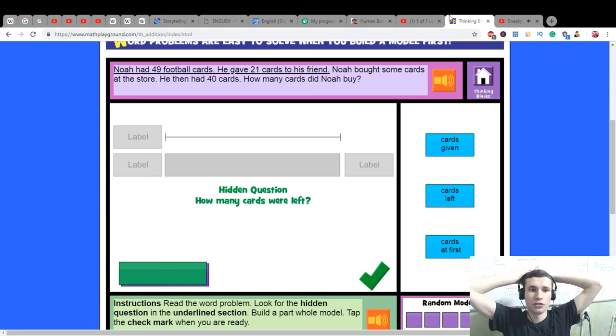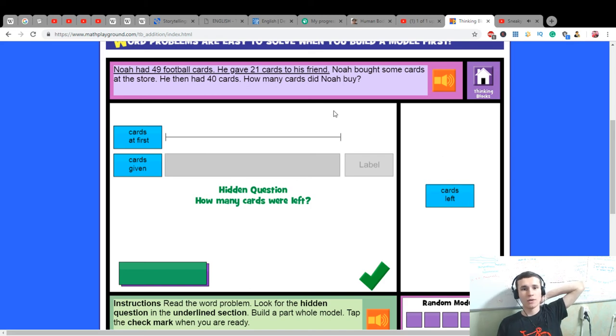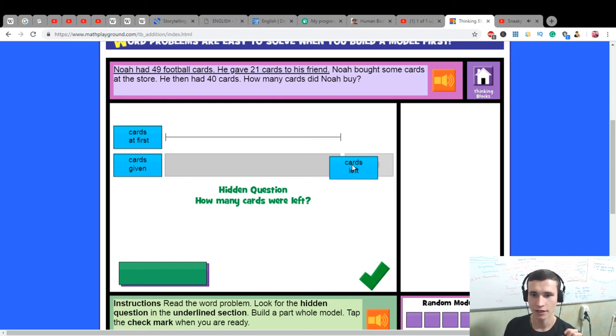Last version of it. Noah had 49 football cards. He gave 21 cards to his friend. Noah bought some cards at the store. He then had 40 cards. How many cards did Noah buy?